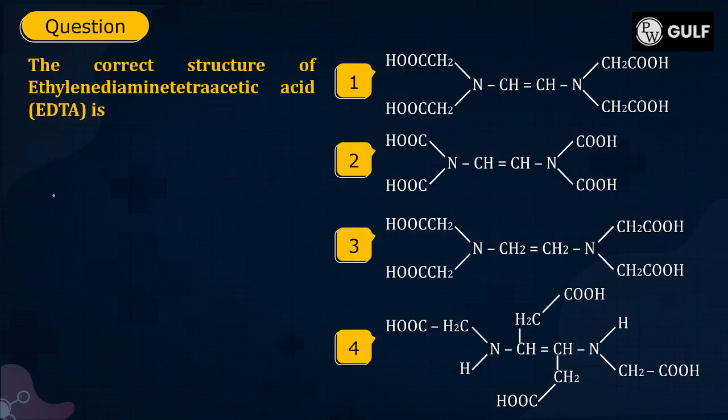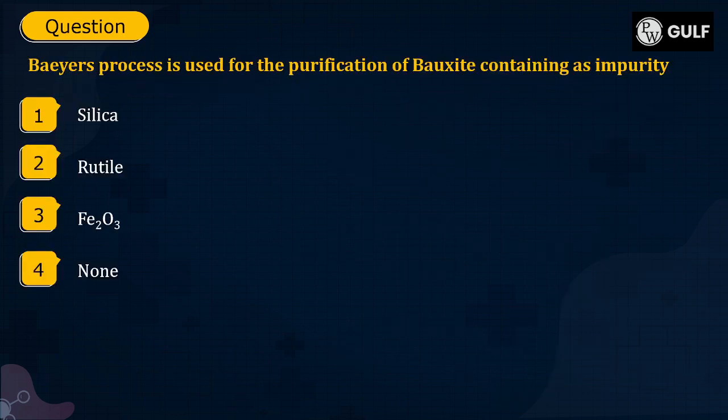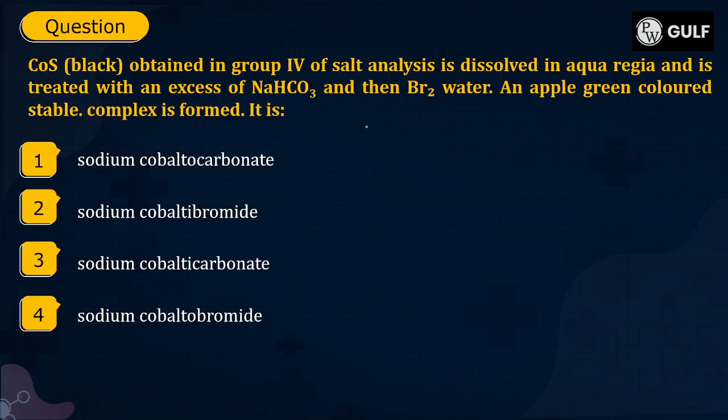Moving on to the next question. The correct structure is, beta, here it should be single bond, not double bond. Option 3. Moving on to the next question. Bayer's process is used for the purification of bauxite containing as impurity silica. Moving on to the next question.